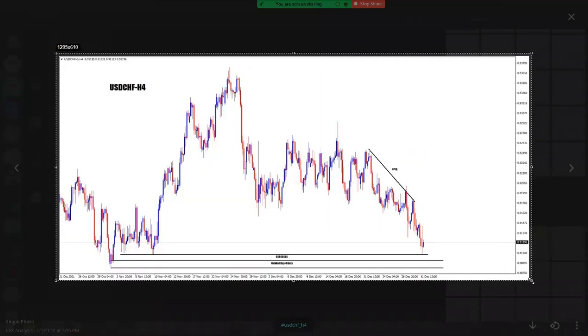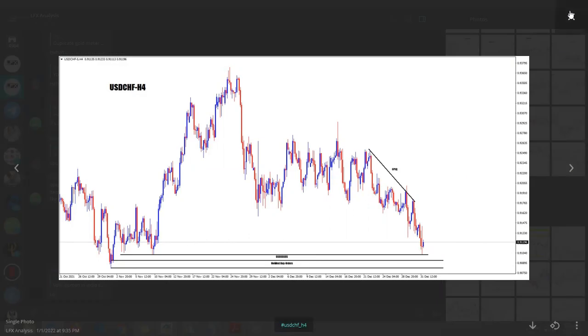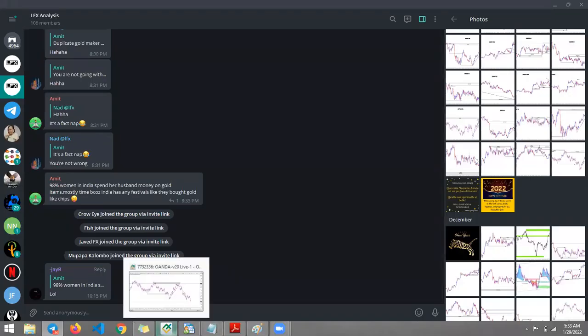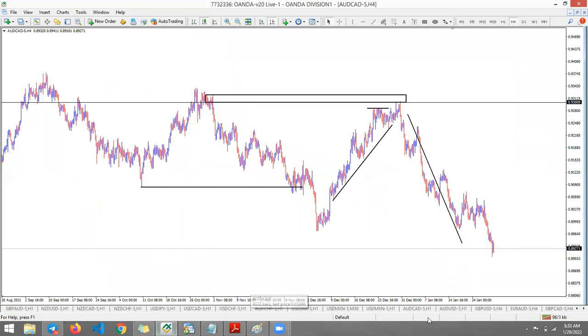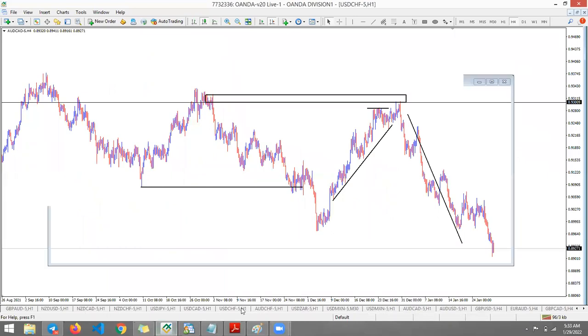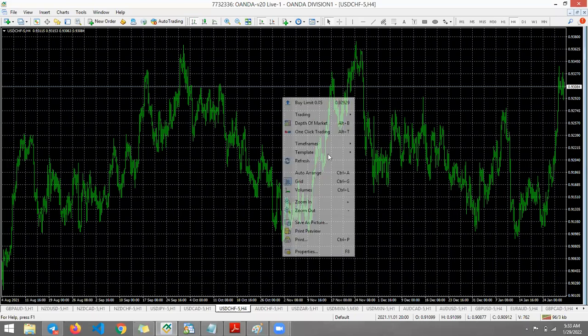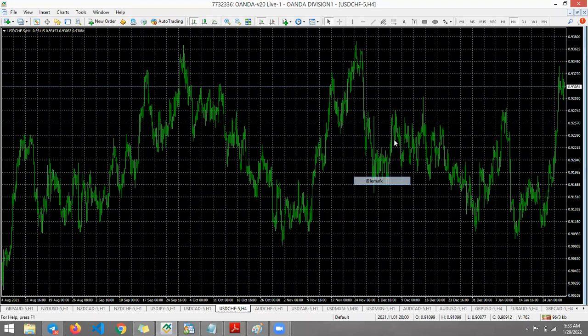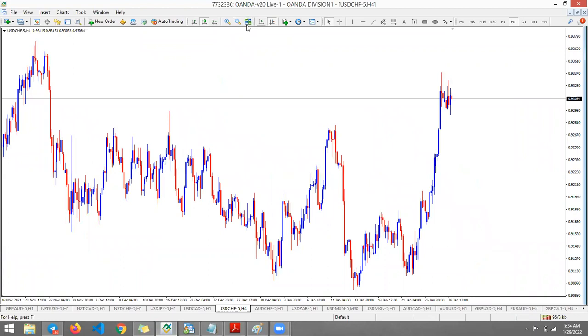US dollar CHF. I shared this one still on the 1st of January. So you can notice right below here, I noticed a significant support level, meaning we had liquidity. So price basically dropped, triggered, and then went in massive profit. Let me see if I can recap that. Where is it? US dollar CHF. Let me go to H4. Now look at this. Very powerful.